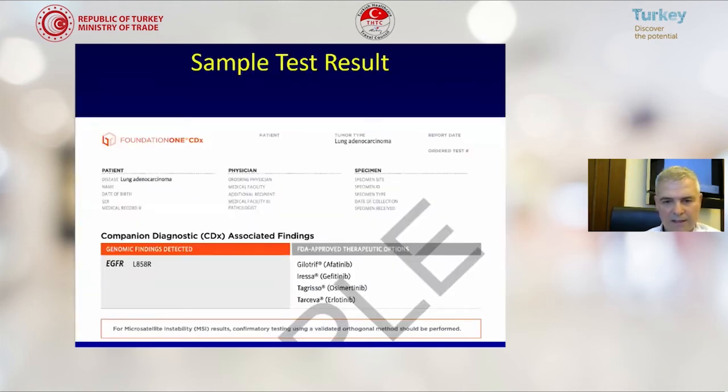So this is a sample test. For example, this is ordered by a physician. An EGFR mutation has been found, and we can treat this EGFR mutation with 4 different types of drugs called afatinib, gefitinib, osimertinib, or erlotinib. So we have to choose one of these drugs. These are all FDA-approved therapeutic options.